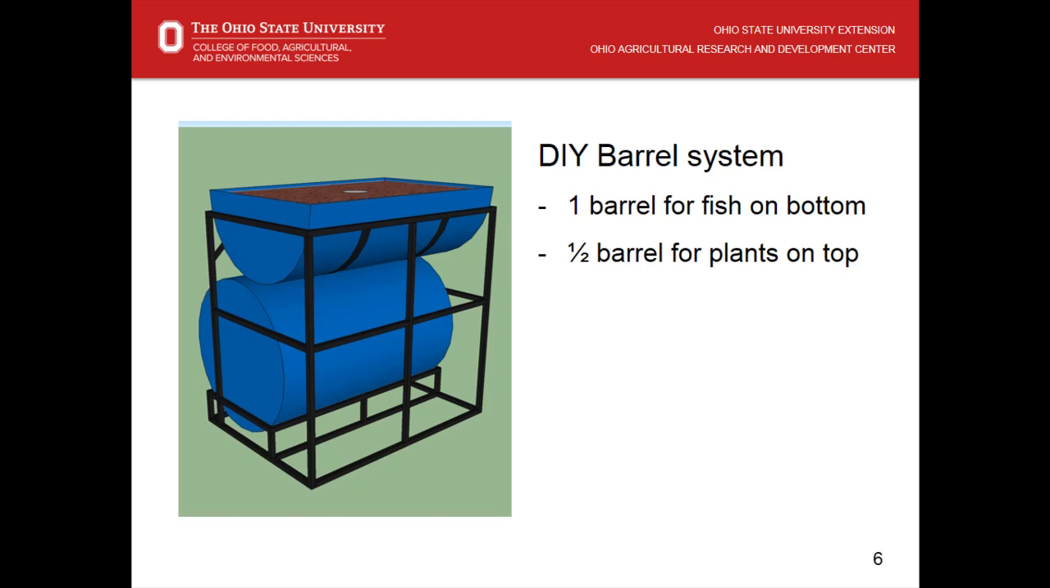If you want to do the other one, where you cut the top off and flip it, you just need 1. So it's up to you. We got these barrels at Rural King for 20 bucks each.